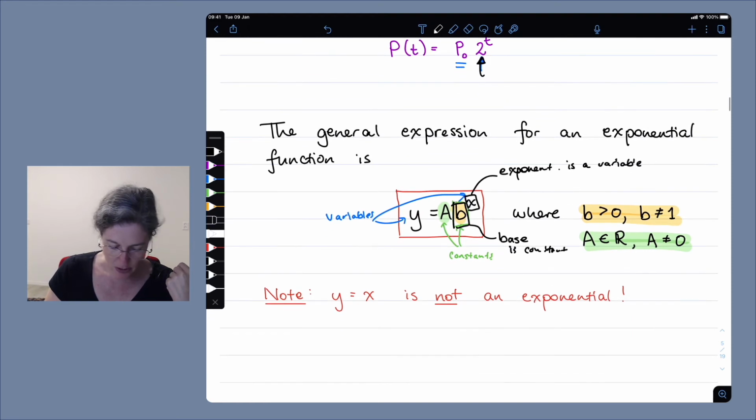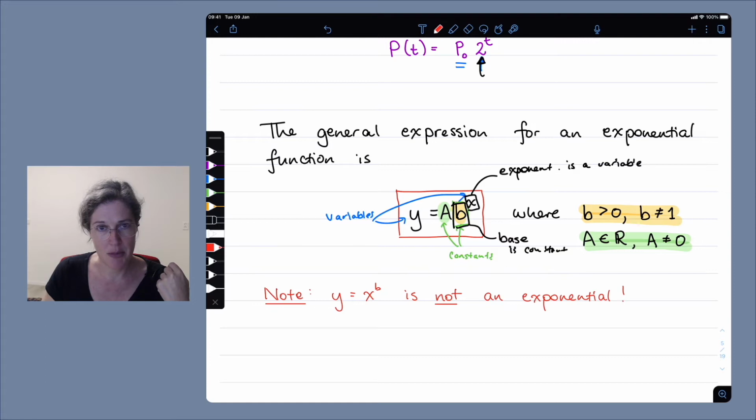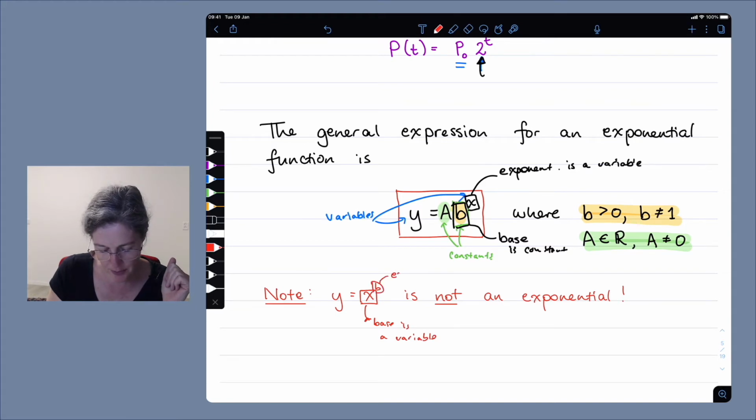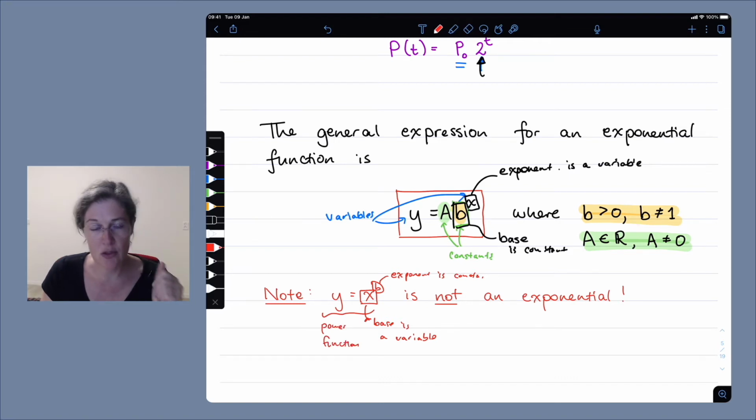So it might be tempting to look at something like y equals x to the b and say, maybe that's an exponential, but it's not, because here our base is the variable, and here our exponent is a constant. So this over here we saw in the previous lecture is a power function, not an exponential. Exponential means that your variable is in the exponent. Okay, so let's investigate these a little bit more.